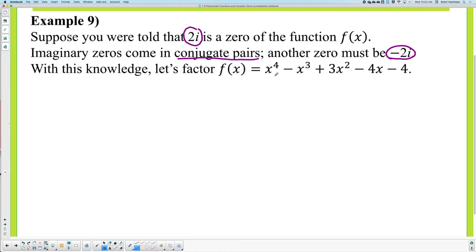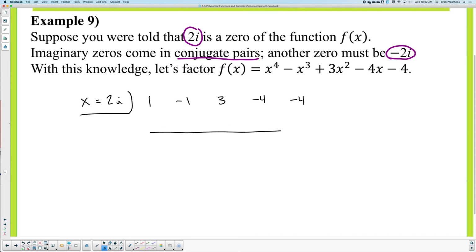With this knowledge, let's factor that. So check this out. We're not going to graph this one. I'm just going to use 2i. I know that's a 0. Now let's write down our coefficients. How many x to the 4th do I have? 1. How many x cubes do I have? Not 1. Try -1. Good. How many x squareds? 3. How many x's? And what's my constant?